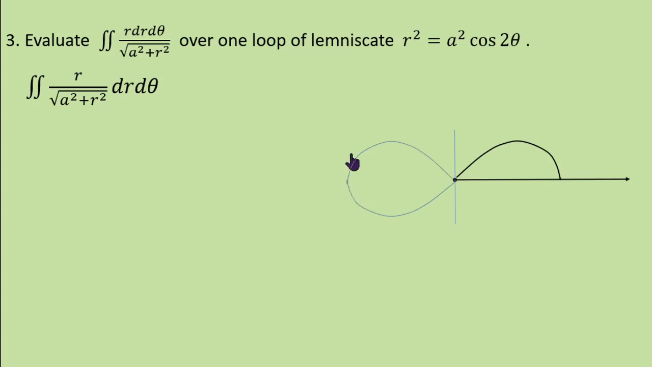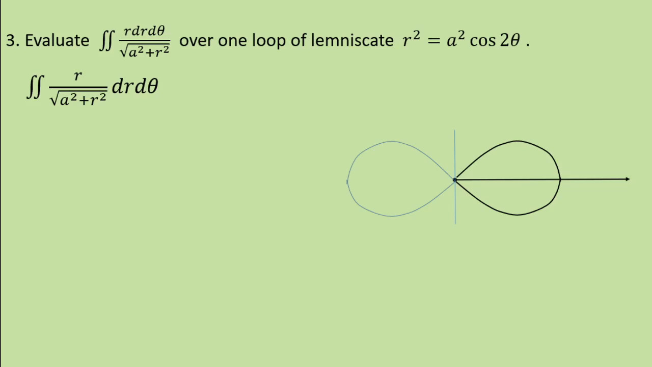Here, minus a to 0, again it's negative, means 0 to a. r varies from 0 to a. Now the question is, evaluate this double integral over one loop of the lemniscate, which means I am going to consider this loop. So in this loop, the angle varies from minus pi by 4 to pi by 4, not pi by 2 to pi by 2. Careful, because there is no curve between pi by 4 to 3 pi by 4 and 5 pi by 4 to 7 pi by 4. No curve.